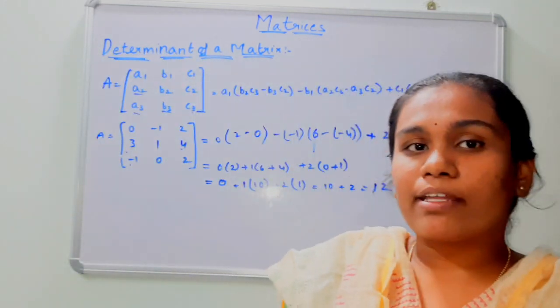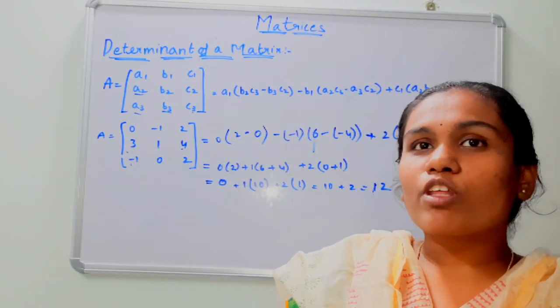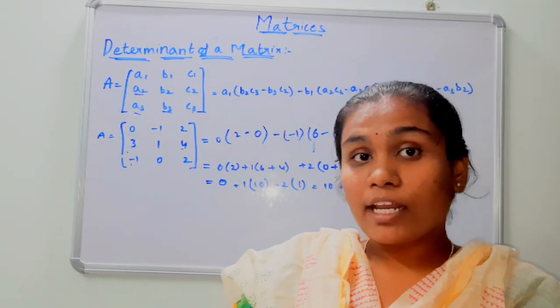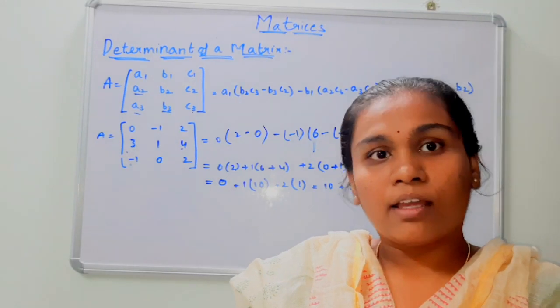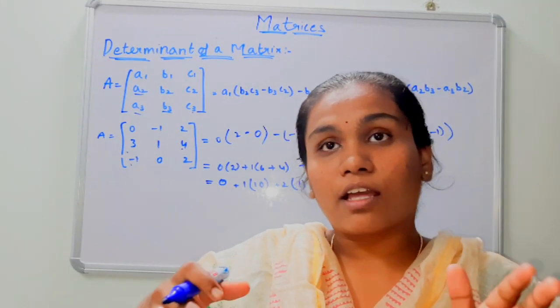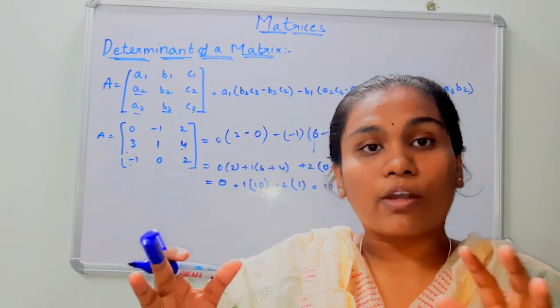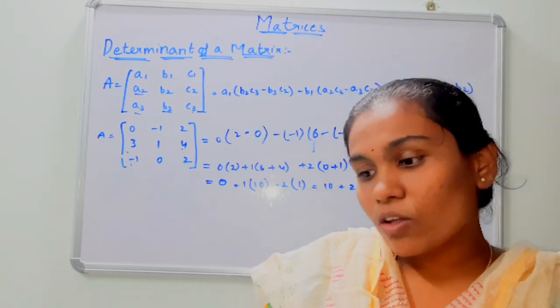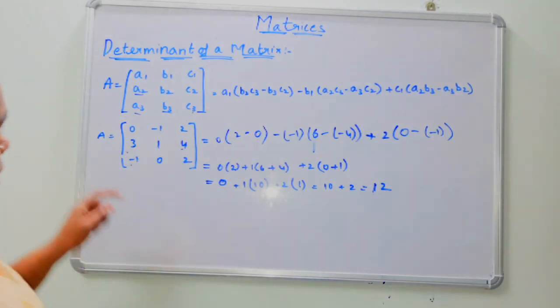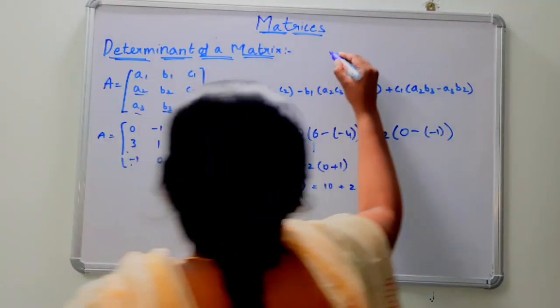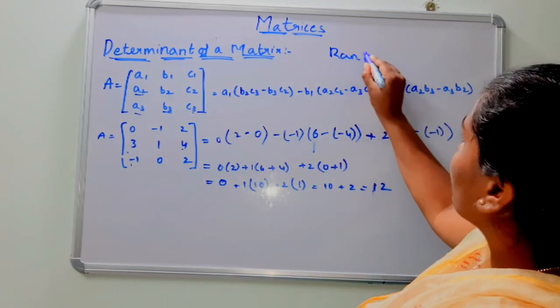So what is meant by the rank of a matrix? The rank of the matrix depends upon the determinant. If the determinant is non-singular, then the rank is 3. So let's take an example. So what is the rank of a matrix?